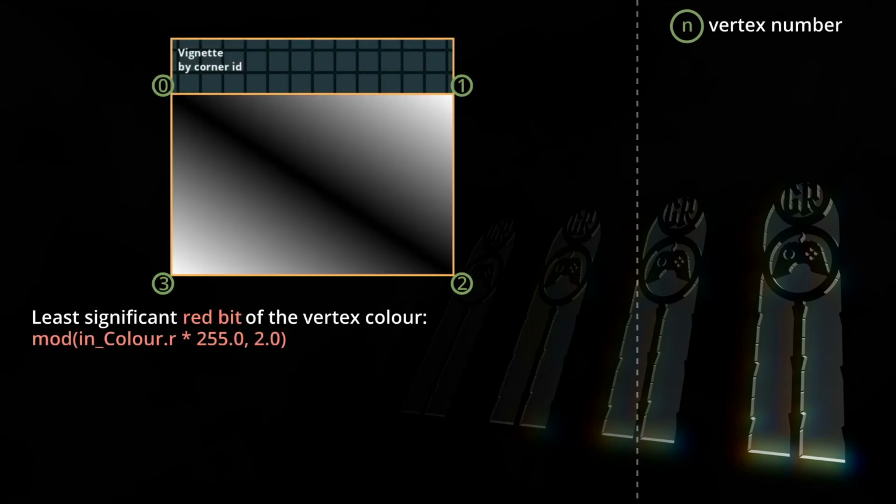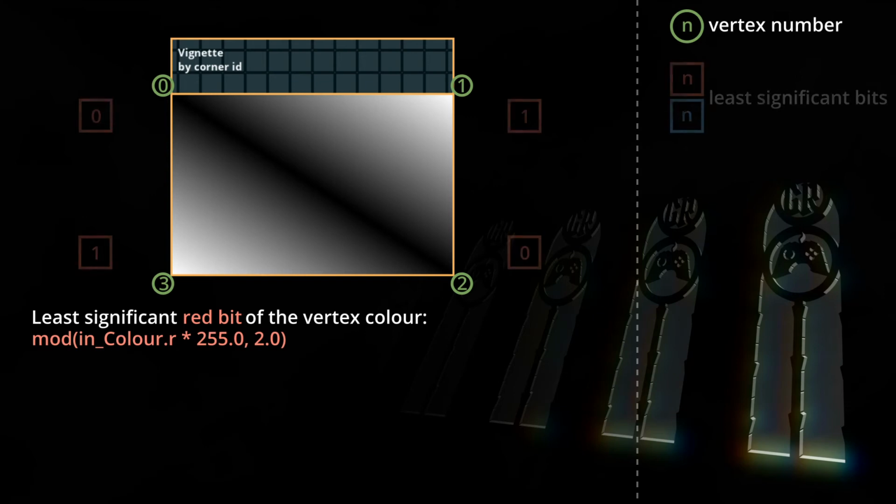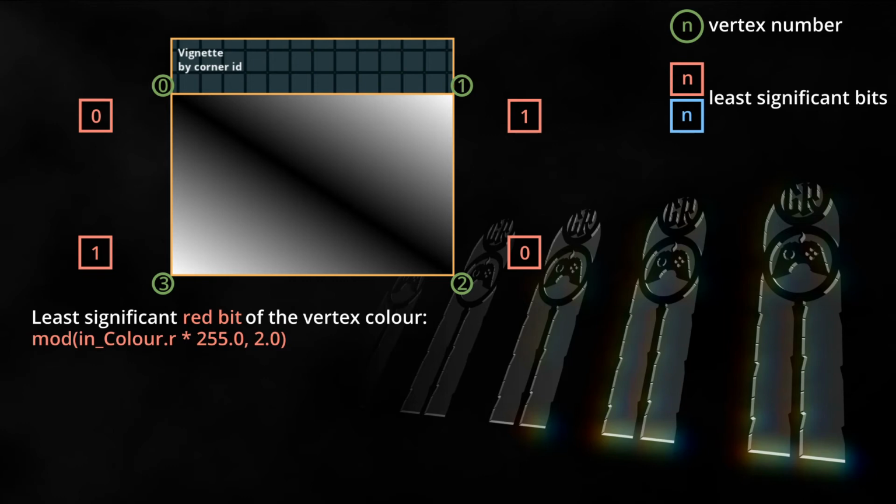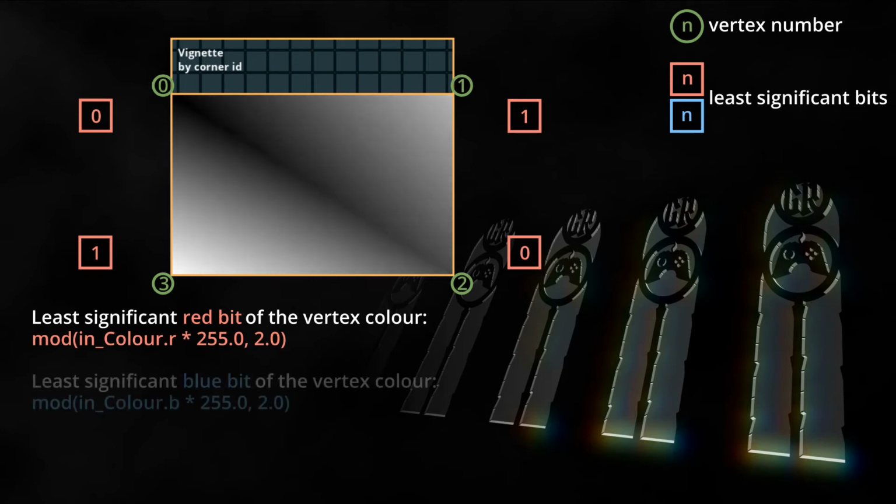This is the image we got from the least significant bit in the red channel. The vertices of the sprite are numbered clockwise from 0 to 3. We can see GameMaker Studio has set the vertex 0's lowest bit in the red channel to 0. In vertex 1, the lowest bit in the red channel was set to 1. In vertex 2, the lowest bit in the red channel was set to 0 again. And in vertex 3, the lowest bit in the red channel was set to 1 again.